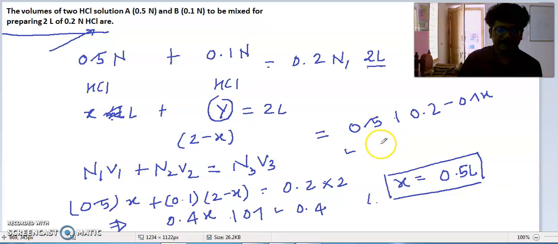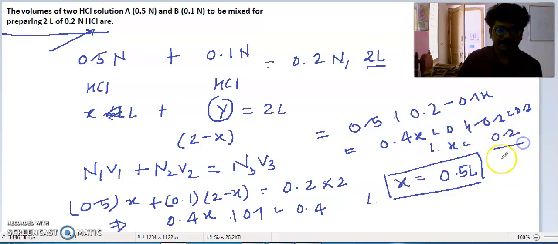Okay. So this will be 0.4x is equal to 0.4 minus 0.2, that is ultimately 0.2, and that's why x is equal to 0.2 divided by 0.4. So I can write 2 by 4, that is 1 by 2, that is correct. Okay. So it is 0.5 liter. So the volume of the HCl solution will be this one.